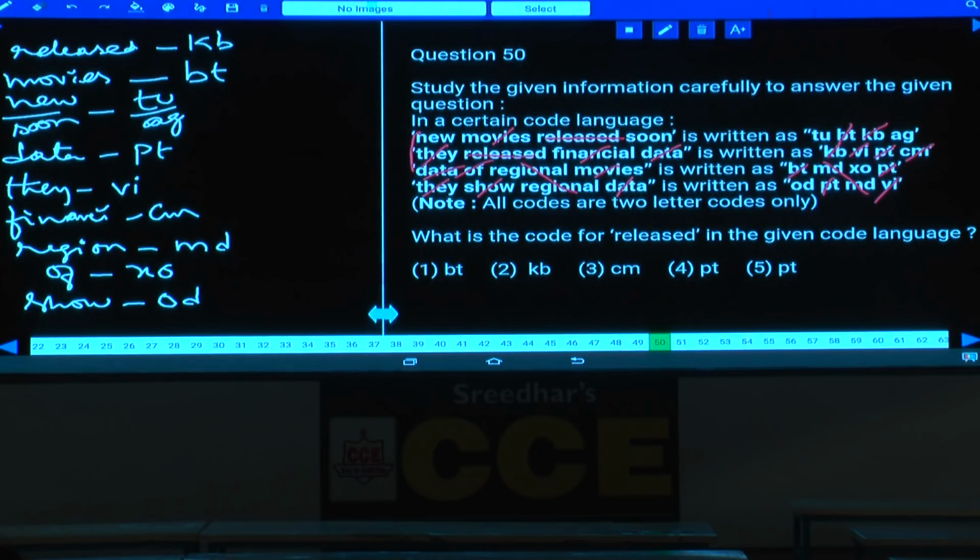Clear now? Then question number 50. What is the code for the word released? Yes, tell me what is the code here? Released is KB. KB, that is given in choice 2.